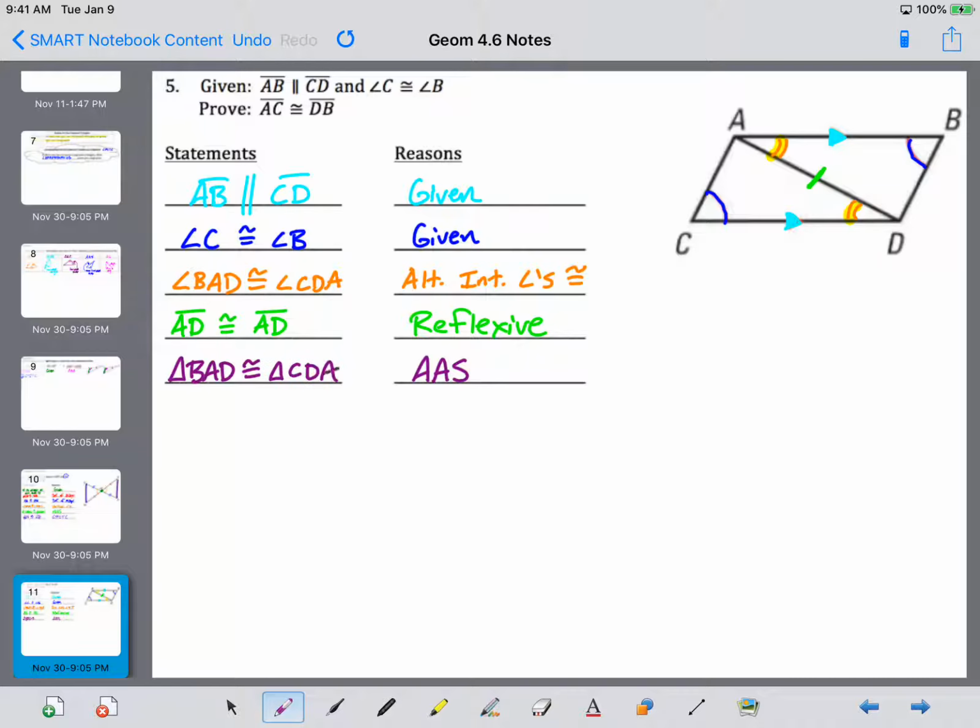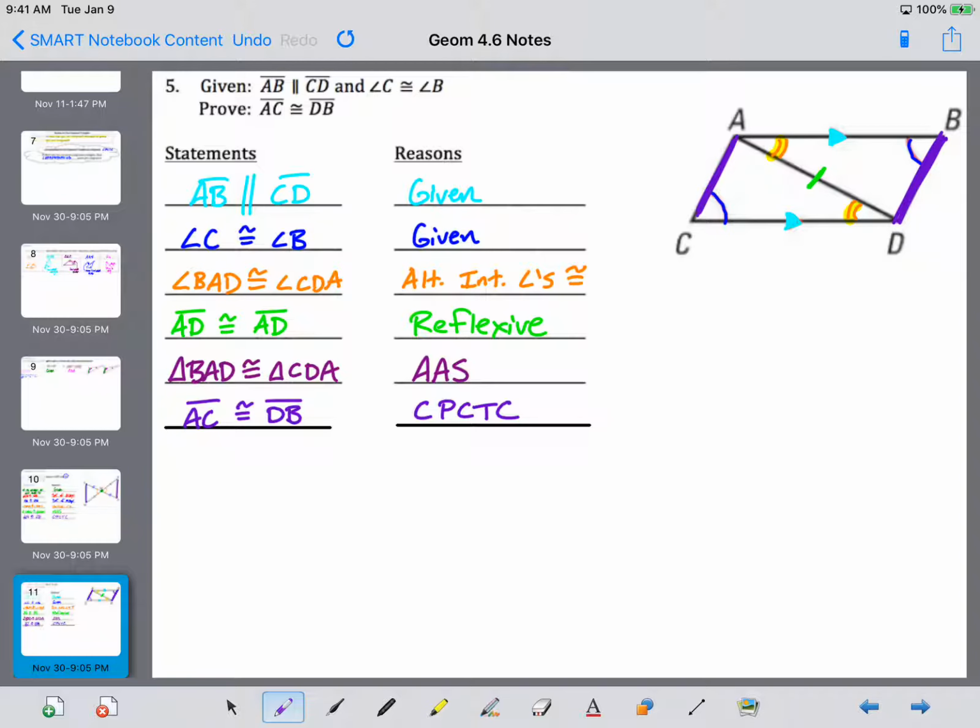And then go ahead and just add a last line here. We have one more step because we are trying to prove that segment AC is congruent to segment DB. So AC is this segment on the left. That has to be congruent to segment BD on the right because of CPCTC.